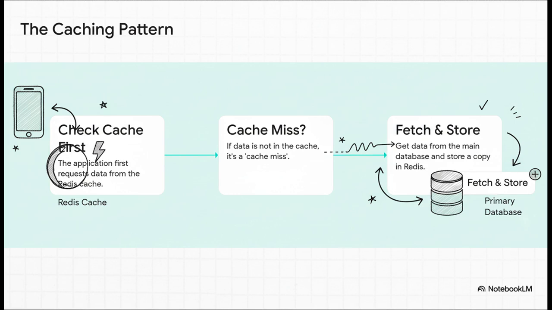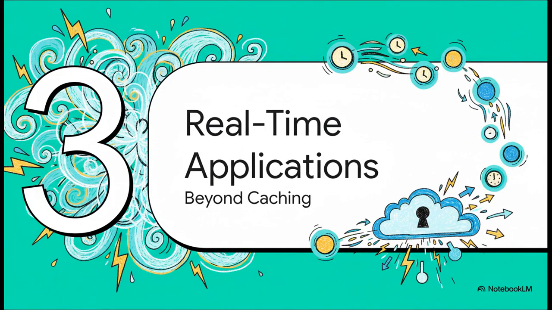So your app needs some data. The very first thing it does, it asks the super fast Redis cache. If Redis has it, that's a cache hit, boom, mission accomplished, you're done. If not, if it's a cache miss, no problem at all, the app just goes and gets the data from the slower main database. And here's the crucial part: it stores a copy in Redis on its way back. So the next time anyone asks for that same piece of data, it's going to be a lightning-fast cache hit. Caching is amazing, for sure.